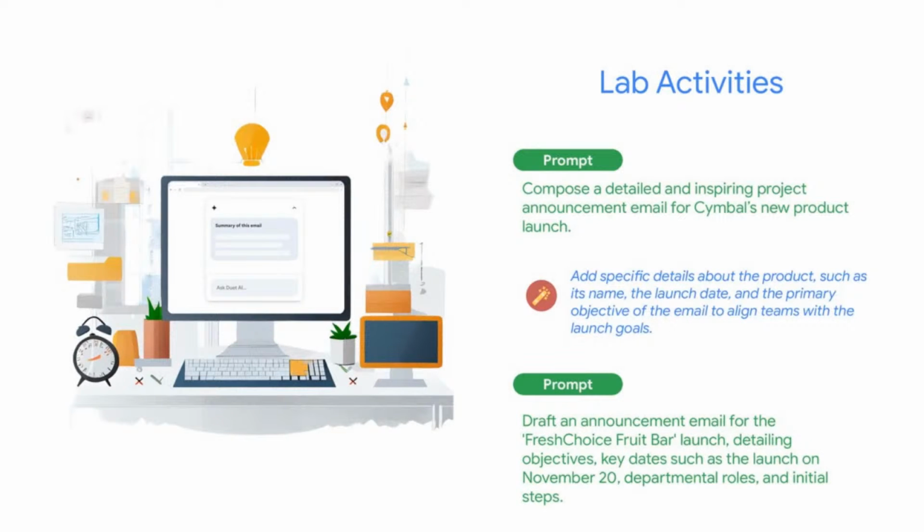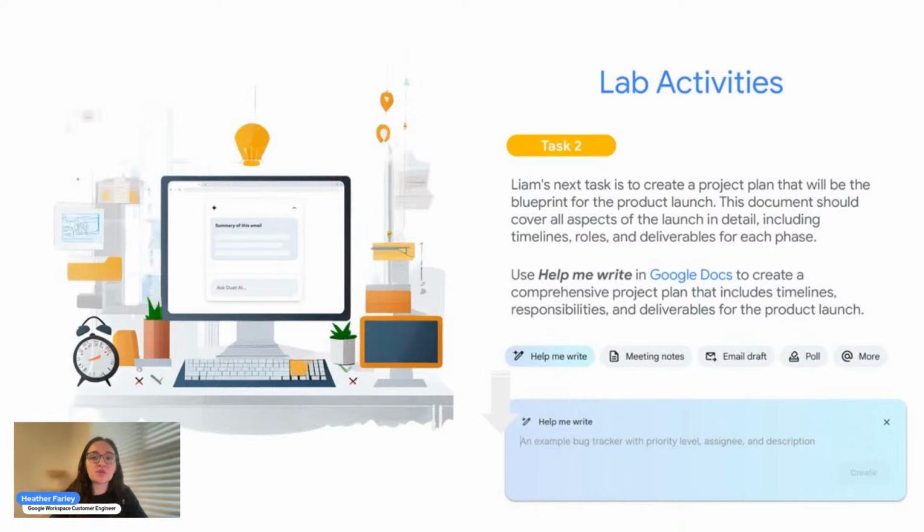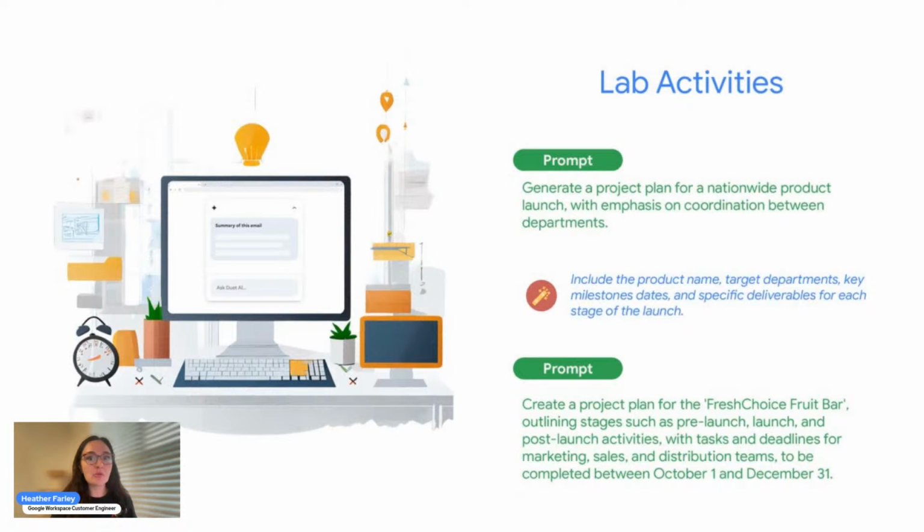So now that we have helped Liam accomplish an email announcement, what Liam can now do is start to create a project plan. This is intended to be the blueprint for the product launch. This is another great use case that is really common within my customer conversations: how can I create project plans for my organization? How we can help Liam, and also yourself, do this is we can go into Google Docs and generate a project plan for a nationwide product launch.